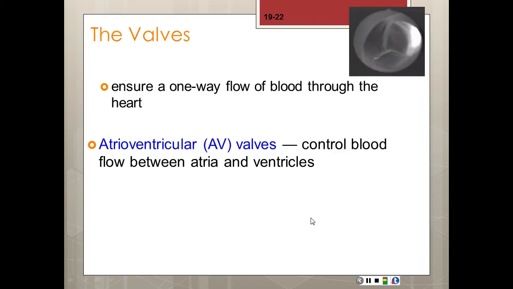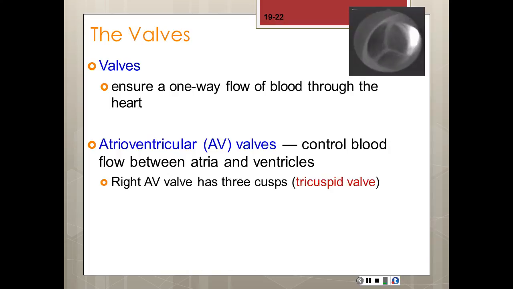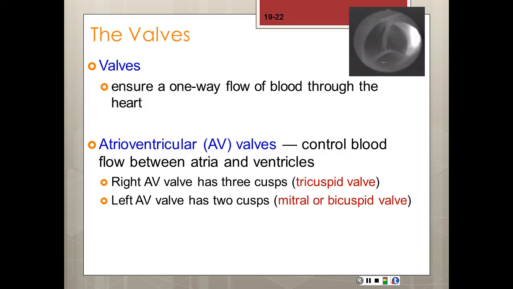So let's look at our valves. The valves of the heart ensure a one-way blood flow. A valve lies between each atrium and its ventricle, and at the end of each ventricle into its great artery. But no valve lies where the great vein empties into the atria. Now each valve consists of 2 or 3 flaps called cusps or leaflets, and they're covered with endocardium.